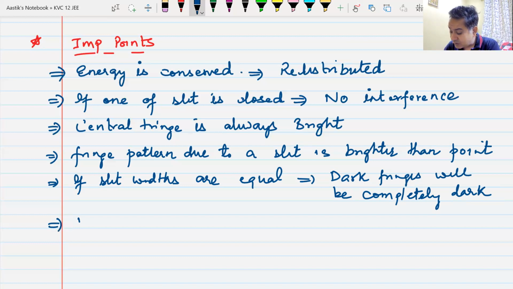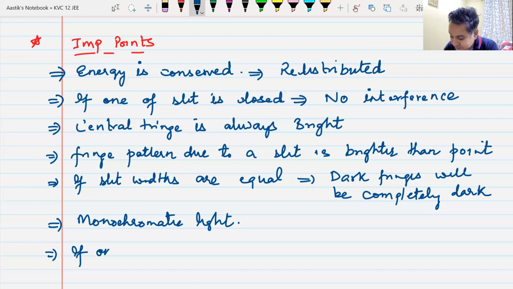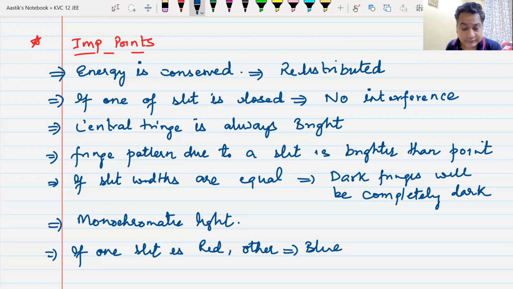Now, this experiment can only happen with monochromatic light. Monochromatic light means light which only has one color. Do we understand this? Yes, sir. If one slit is red and the other slit is blue, will you see any interference pattern? No, sir. No interference.